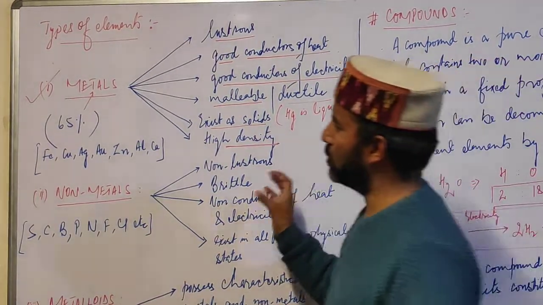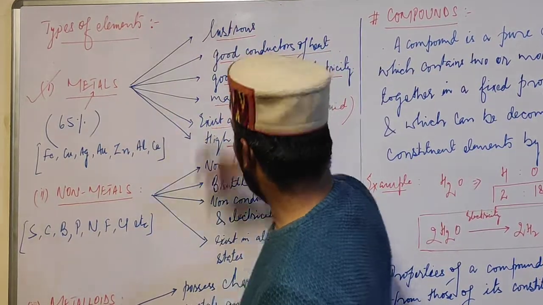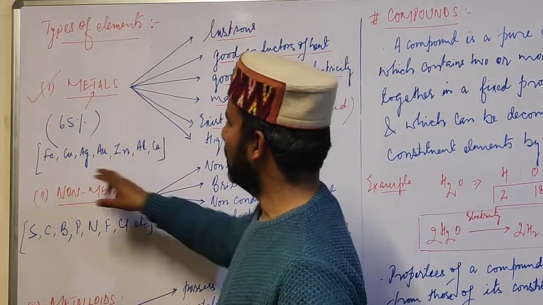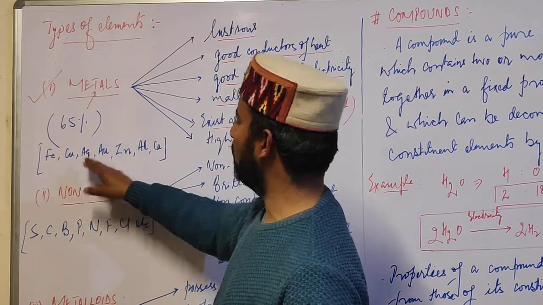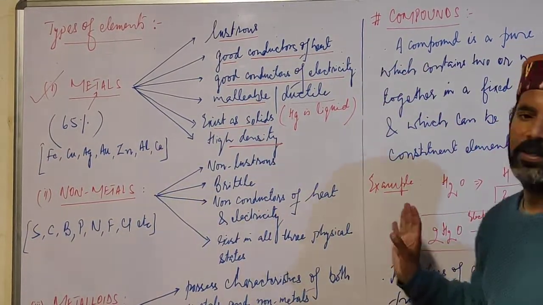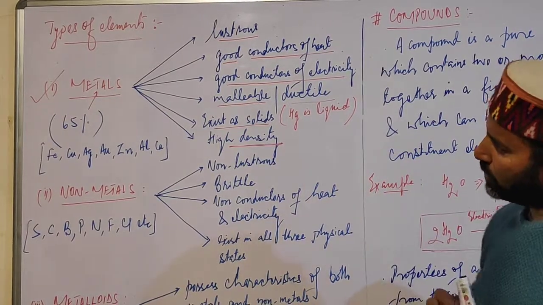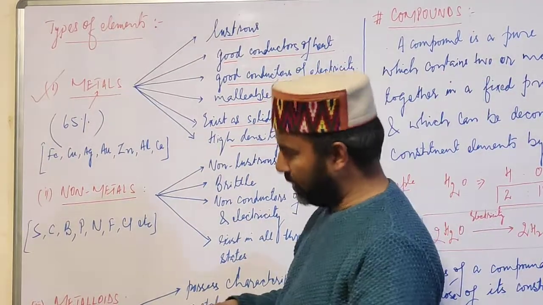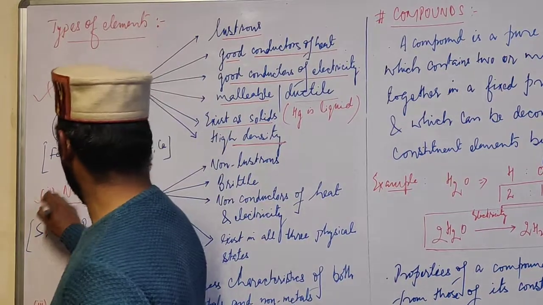Common examples of elements which possess all these characteristics, that is metals, are iron, copper, silver, gold, zinc, aluminium, magnesium, calcium, sodium. They all are metals. Now students, next type of elements are called non-metals.